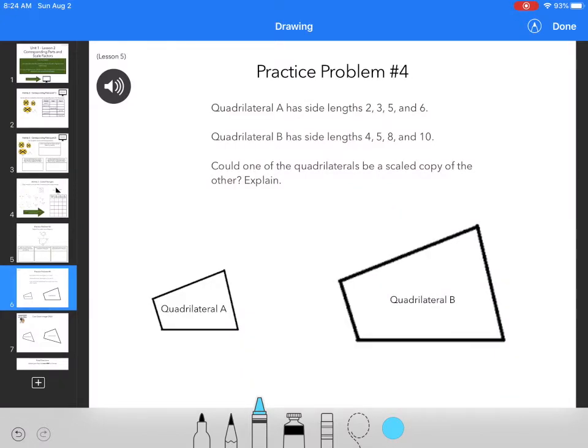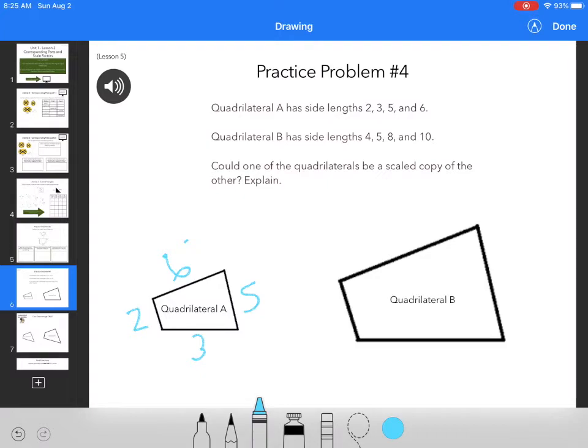Quadrilateral A has line segments 2, 3, 5, and 6. Quadrilateral B has side lengths of 4, 5, 8, and 10. Could one quadrilateral be a scaled copy of the other? Well, I put these pictures in here to support our learning. So I know the shortest side and then the next longest side. So it's not going to be perfect, but it's going to be close.